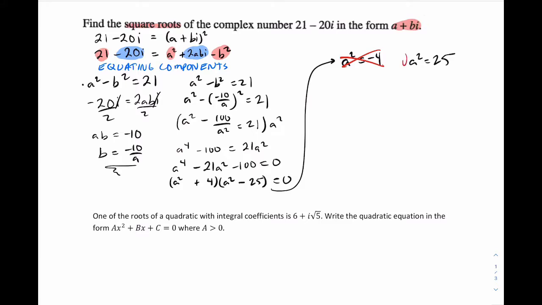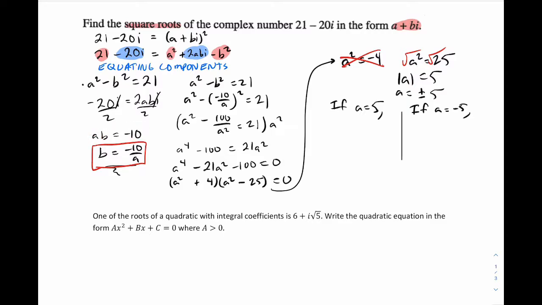So if a squared is 25, we root. The absolute value of a is 5, so a should be plus or minus 5. So now we have a. That means there are two situations. a could be positive 5, or a could be negative 5. So just plug in 5 right here. This is the equation that links a and b, or plug it in right here. Doesn't matter. So if a is 5, we're going to get b is negative 2. If a is negative 5, b should be positive 2.